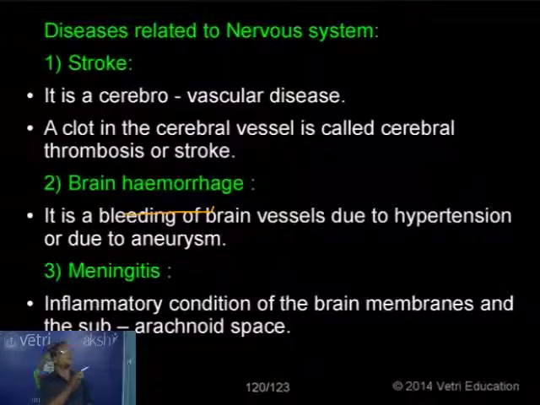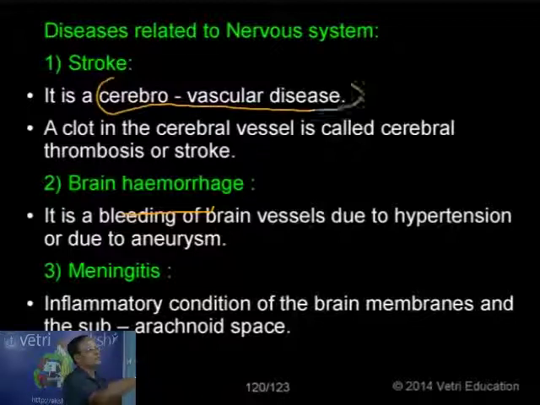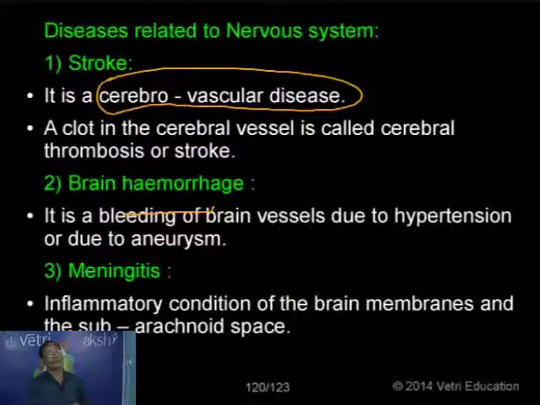Now, some more facts related to the diseases of the nervous system. One is stroke. It is also called cerebrovascular disease. A clot in the cerebral vessel, that is in the brain vessel, is called a cerebral thrombosis or stroke. That's why it's called cerebrovascular disease. Brain hemorrhage is nothing but the bleeding of the blood vessels in the brain because of two factors. One is high blood pressure or hypertension.